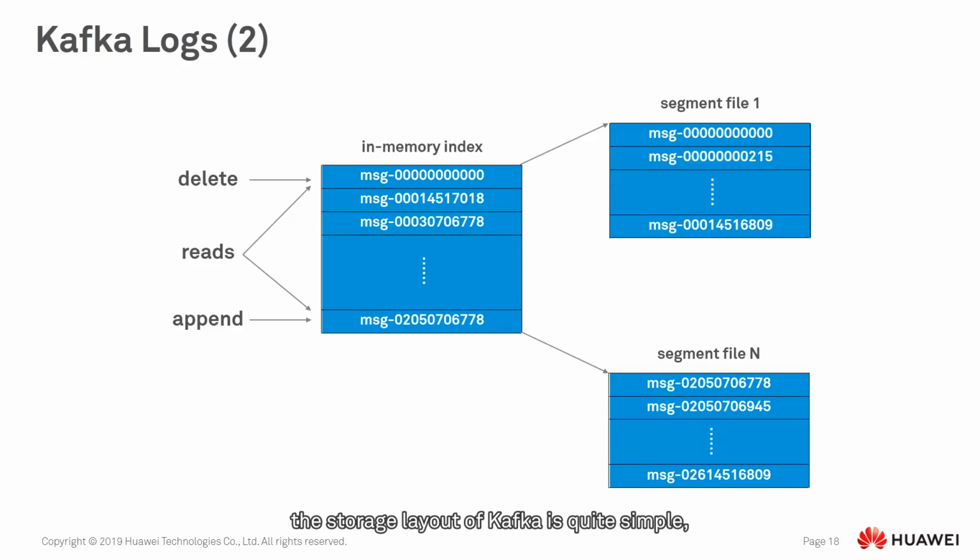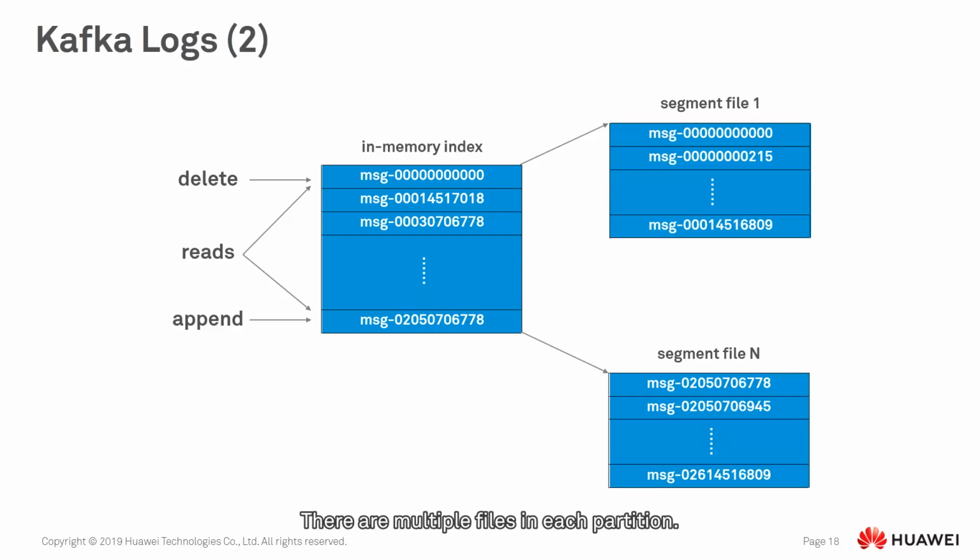Actually, the storage layout of Kafka is quite simple. A topic partition has a logical log. Physically, a log is a group of segment files of the same size. When a producer delivers a message to a partition, the agent appends the message to the last segment file. Segment files are written to the hard disk after a certain period of time, or when the number of messages reaches a certain number. After the write is complete, messages are made public to consumers.